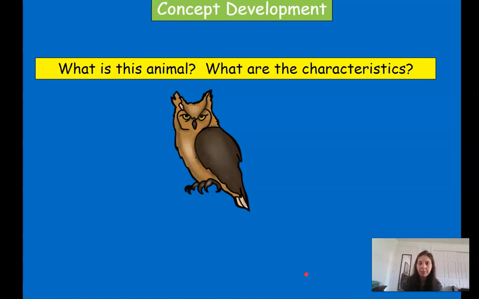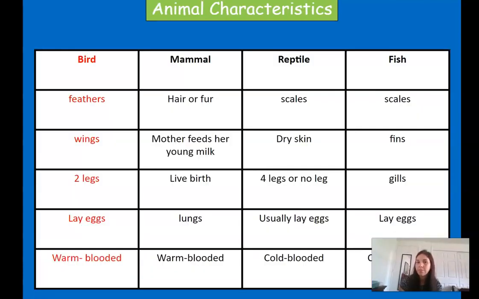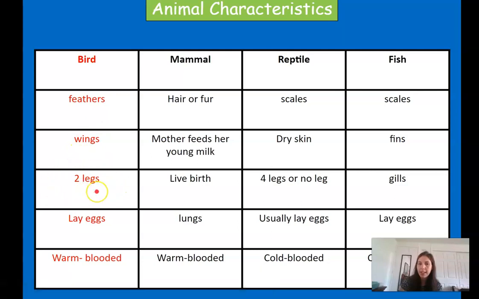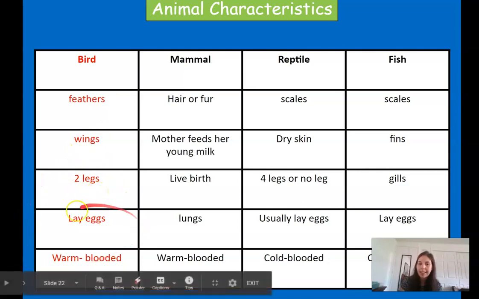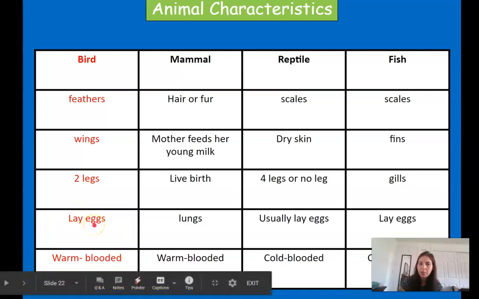What is this animal? An owl. What are some characteristics about an owl that you know about? An owl has feathers and wings and 2 legs. An owl can lay eggs and is warm-blooded.